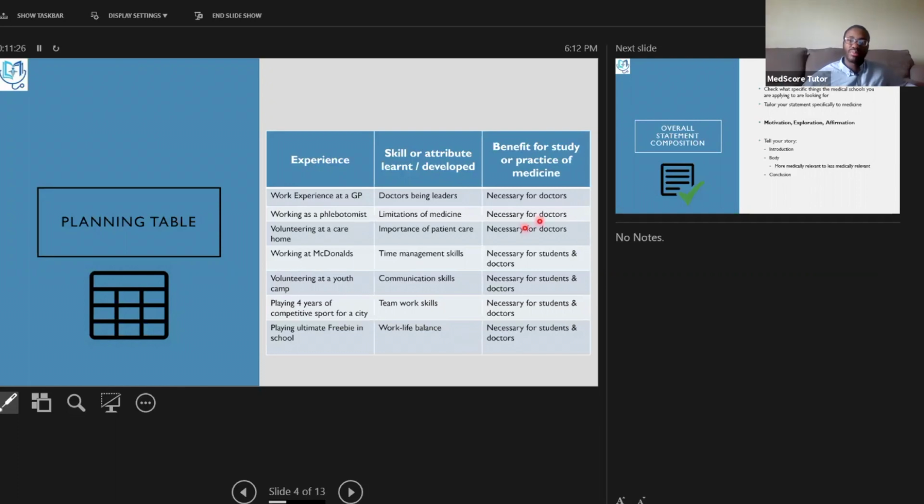And then after that, you look at the benefit for study or practice of medicine. So for instance, good leadership skills are really important for doctors, and time management skills are important for doctors and medical students. You need to be able to manage your time well. Medical school has a lot of content, and you need to be able to manage yourself well whilst not burning out, which is where work-life balance comes in. It's necessary for students and doctors. You want to be able to perform effectively without killing yourself, basically. So you need to have that balance of something for stress relief, something to take your mind off medicine, but also have a good schedule for making sure you're meeting deadlines and your work and stuff like that.